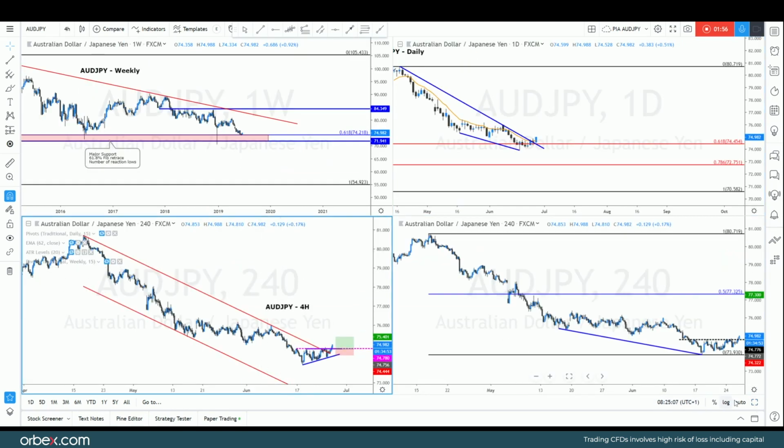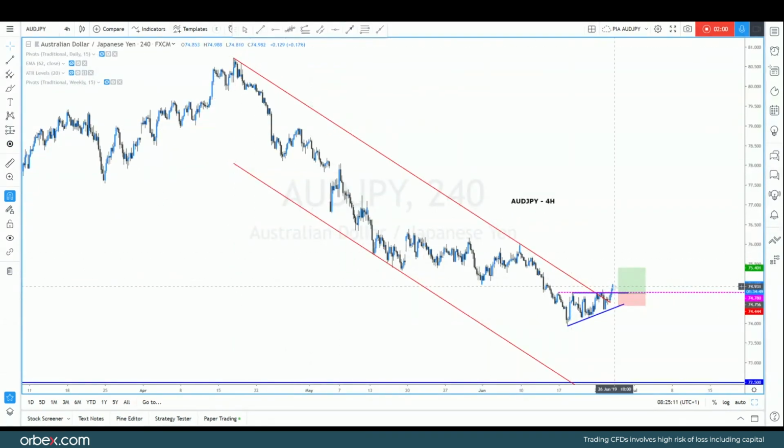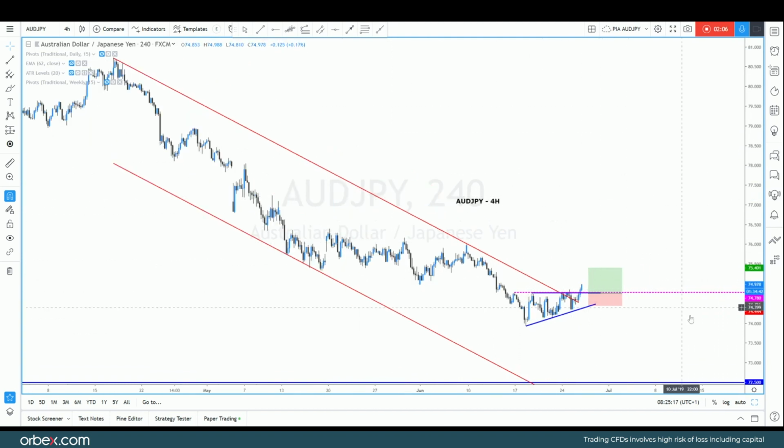So now take a look at the 4-hour chart. To drill down into the intraday time frames, I've got a channel that I've drawn on here. Of course you could draw that into a wedge as well if you took the lows from there to there, as we have done on the daily chart.